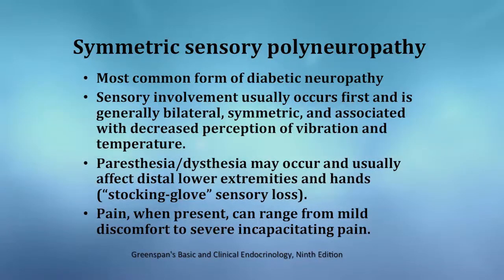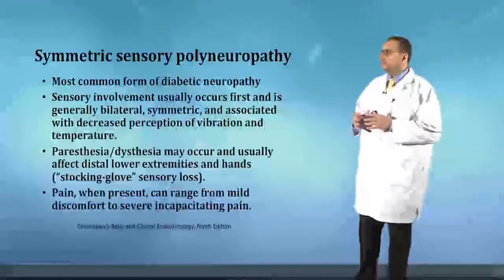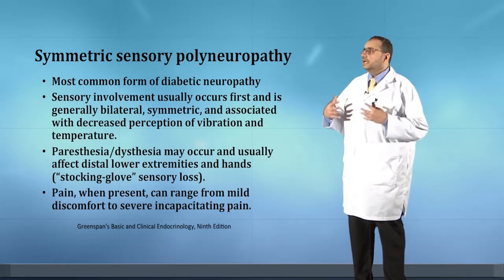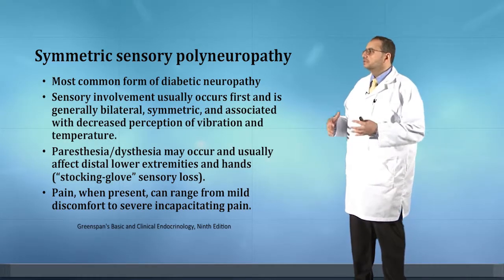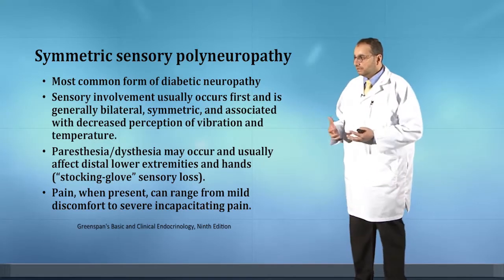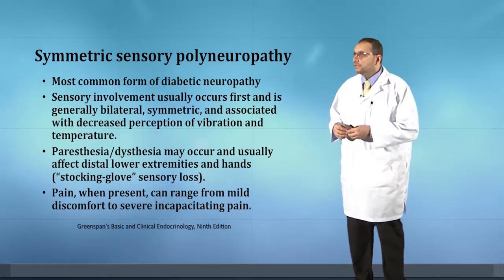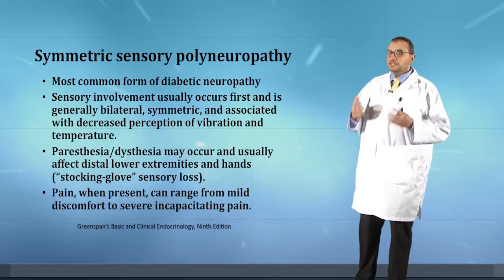Systemic sensory polyneuropathy is the most common diabetic neuropathy. Sensory involvement usually occurs first, generally bilateral, symmetrical, associated with decreased perception of vibration and temperature. Paresthesia and dysesthesia may occur, usually in a distal lower extremity, what we always abbreviate as stocking-glove sensory loss. Pain, when present, can range from mild discomfort to severe pain.